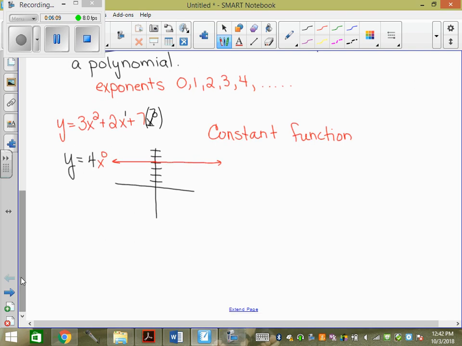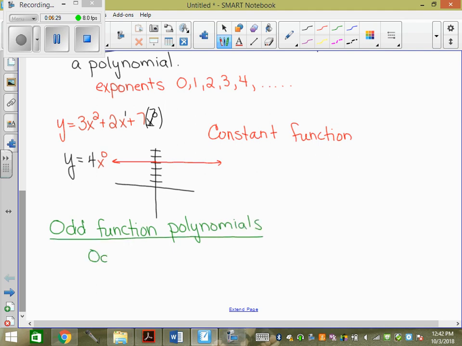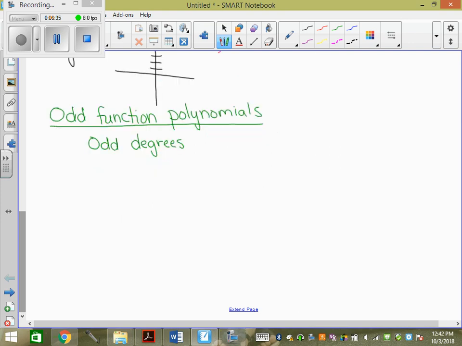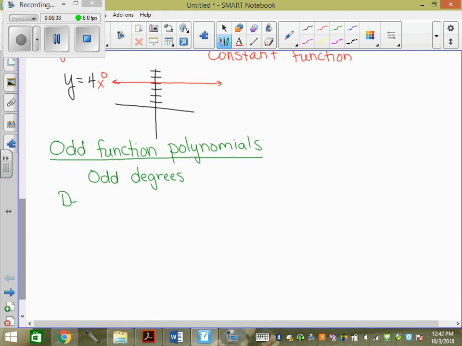So let's look at the other ones that we looked at. The first 3 we're going to look at are all the odd function polynomials, so ones with odd degrees. So we'll make ourselves a column. We'll go degree 1. We'll go degree 3. And we'll go degree 5. And we lump them together because they all follow the same deal.